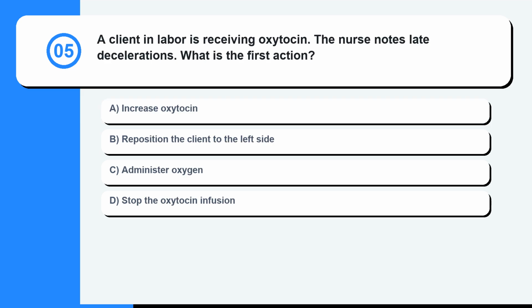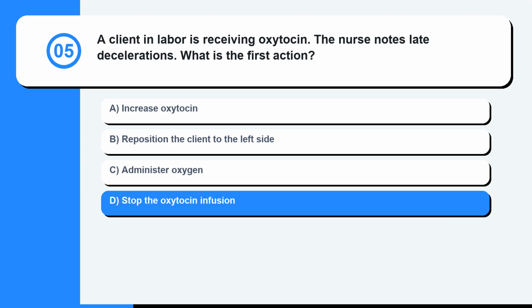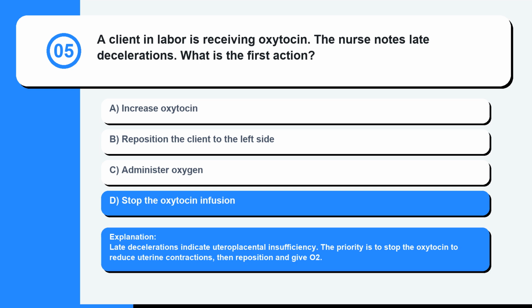Question 5. A client in labor is receiving oxytocin. The nurse notes late decelerations. What is the first action? A. Increase oxytocin. B. Reposition the client to the left side. C. Administer oxygen. Or D. Stop the oxytocin infusion. The correct answer is D. Stop the oxytocin infusion. Late decelerations indicate uteroplacental insufficiency. The priority is to stop the oxytocin to reduce uterine contractions, then reposition and give O2.